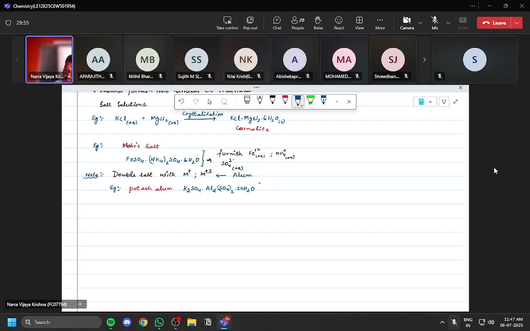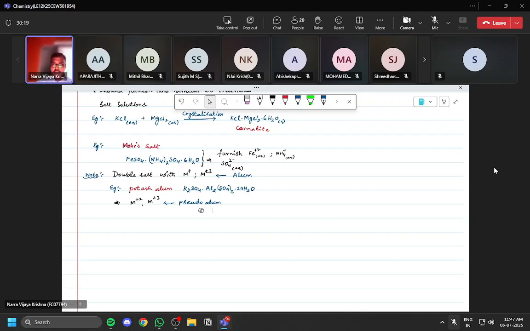If any double salt is able to furnish M2+ ions and M3+ ions, then it is called pseudoalum. I am not giving many examples for it. Instead of potassium, I will take magnesium, nothing more there.